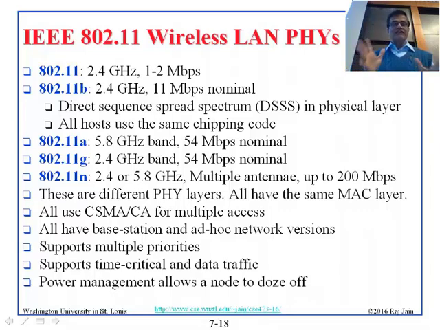So these are all different physical layers. When you have 11A, 11B, 11G, 11N, the data link layer, Layer 2, is still the same. The physical layer is different. How the bits are sent is different. All have the same MAC layer. All use CSMA/CA, carrier sense multiple access with collision avoidance, and I will explain that in a minute. But CA is for collision avoidance. So that is the access method used here, CSMA/CA.